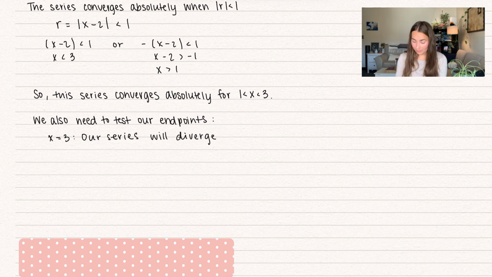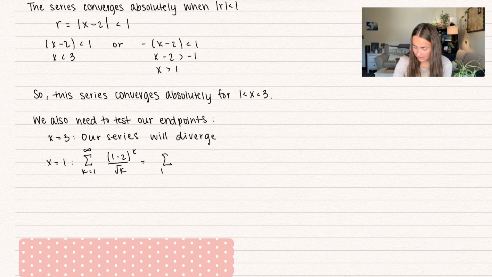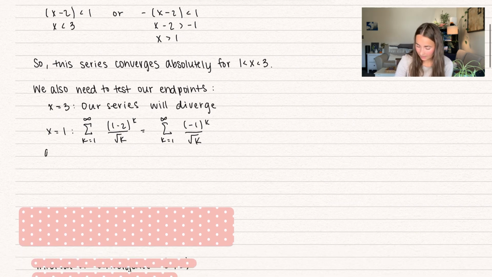Okay, so now all we have to do is plug in when x is equal to 1. So here we get the summation, k equals 1 to infinity of (1 minus 2) to the power of k over the square root of k, which we can go ahead and simplify. So we get the summation k equals 1 to infinity of negative 1 to the power of k divided by the square root of k. Now notice what kind of series we have. We have an alternating series, right? Because of that negative 1 to the k. So let's go ahead and apply the alternating series test.